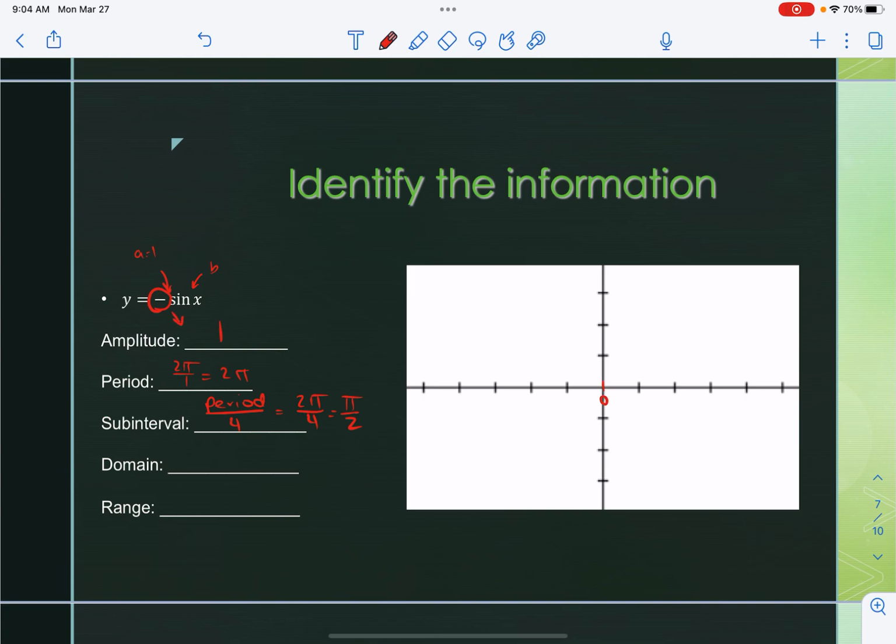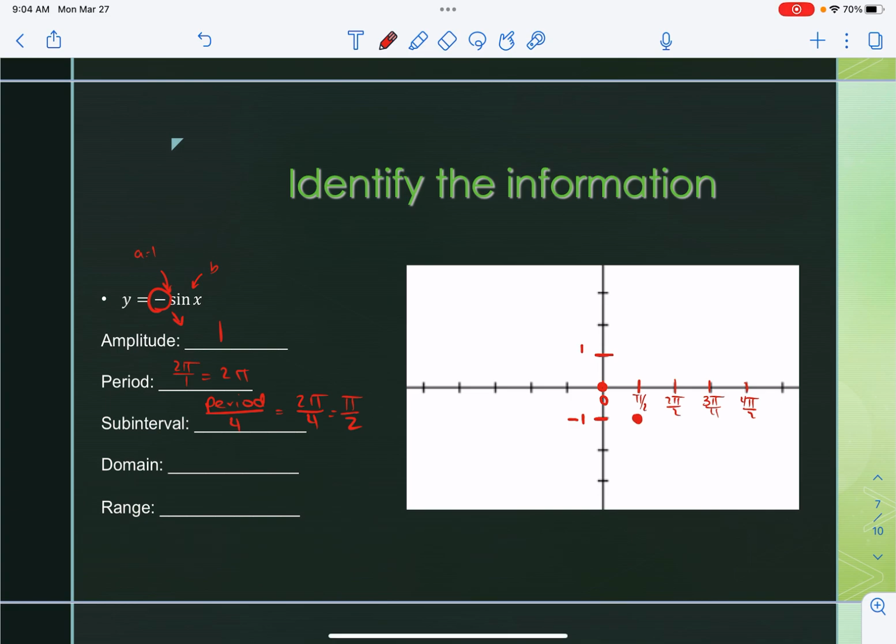This negative means that we have to go down. So first point is 0. Next point is pi over 2, 2 pi over 2, 3 pi over 2, 4 pi over 2. You need to make sure that you have a total of 5 spaces, so 5 tick marks. So then we're going to start at 0, 0. Remember, the highest you can go is 1, the lowest is negative 1. But this time we're going to go down because there's a reflection.